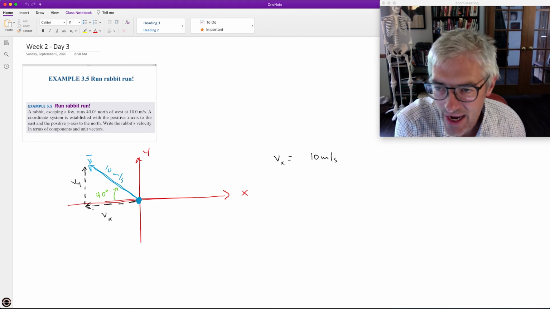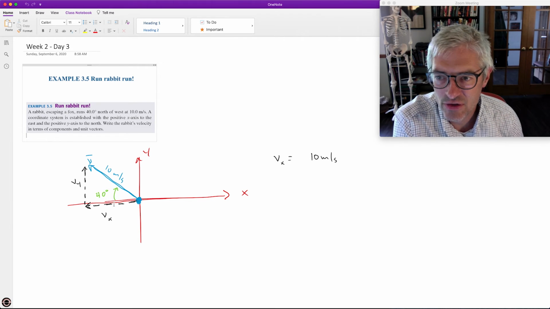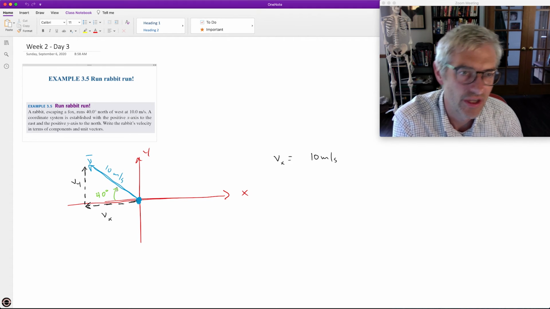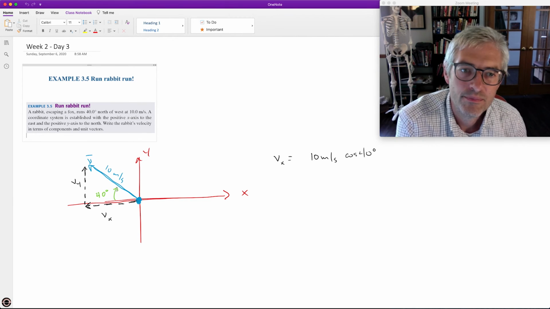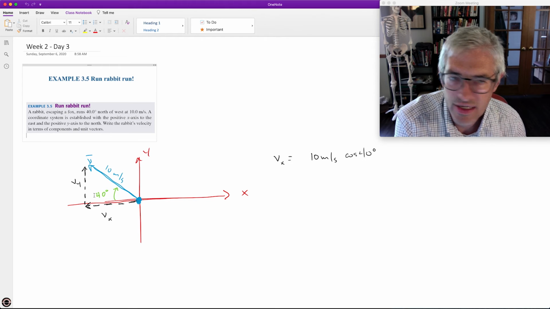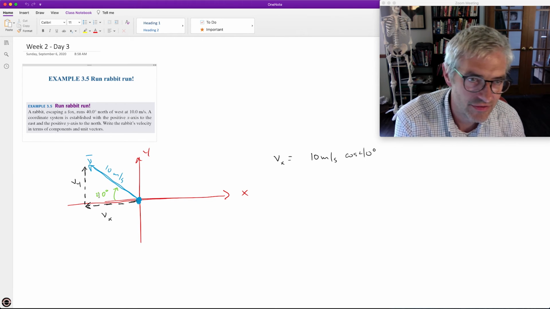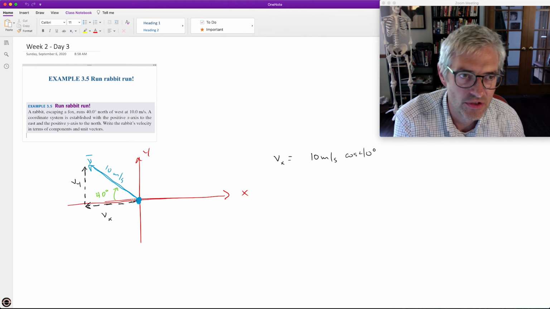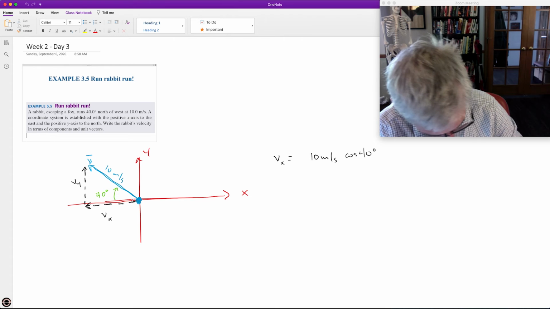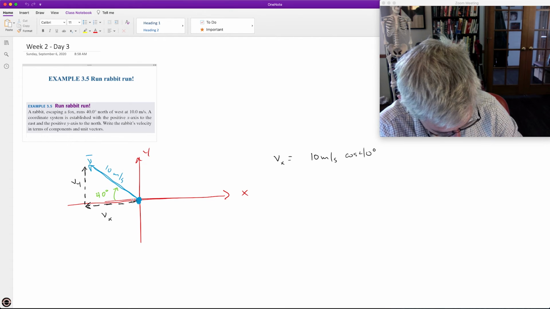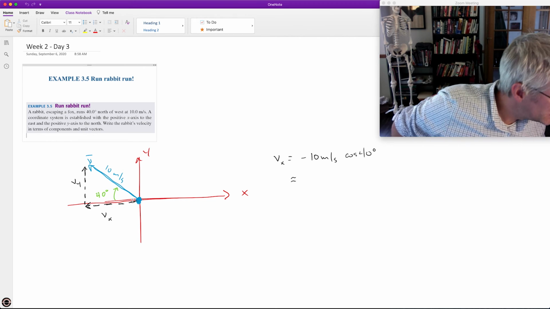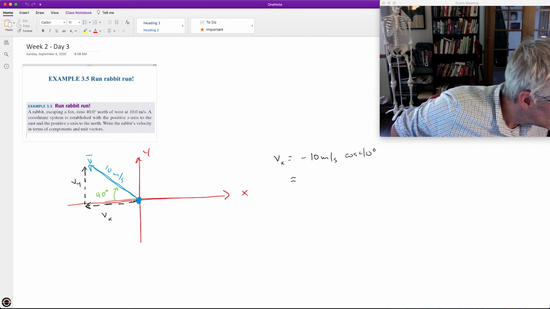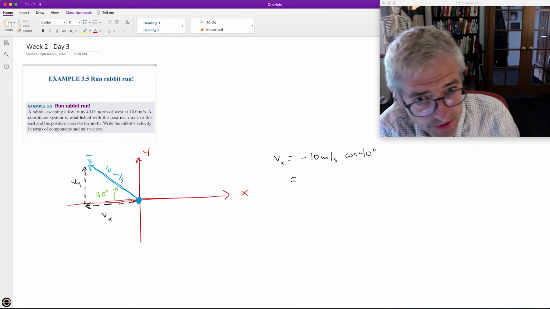So notice my x component is adjacent. The angle is touching it. It starts from my x component and goes up to the hypotenuse. So I am using cosine. So I go cosine 40 degrees. But it's not it entirely yet. I have to be careful. Is it positive or negative? In this case, my x component points to the left and it's negative. So I throw that in, and I get negative 7.66 meters per second.